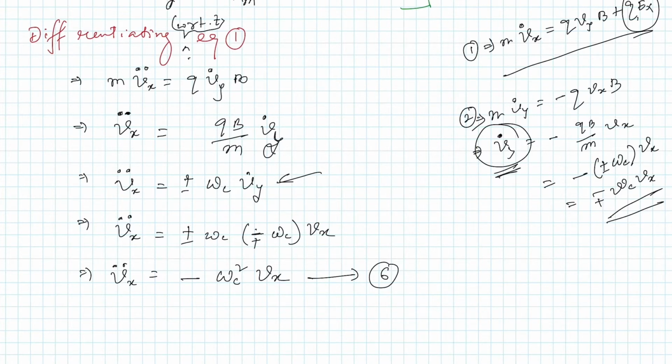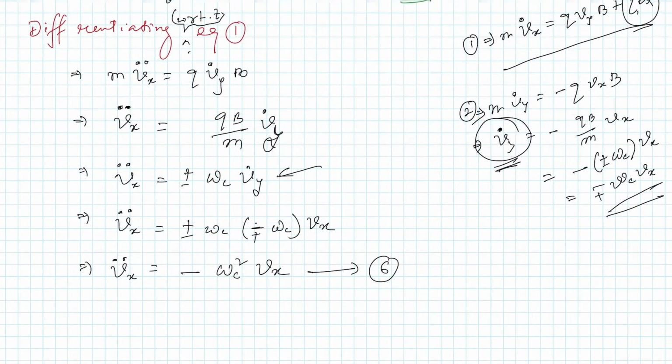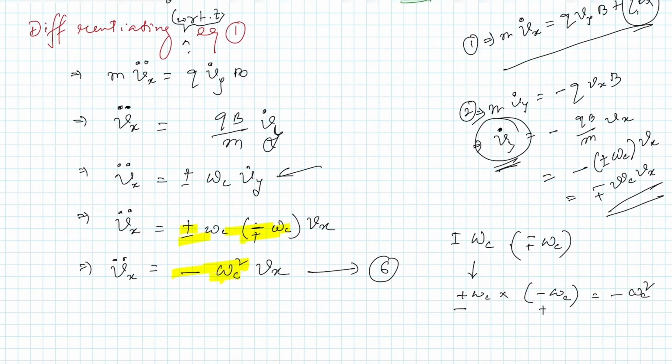Now let us find v y double dot. Before that, one question may come to your mind: why is the product of these two minus omega c square? Let me explain. Plus minus omega c into minus plus omega c: when you take plus omega c, you multiply with minus omega c, which gives minus omega c square. If you take it as negative, then the other must be positive, and then also it is minus. Hope you have got this.